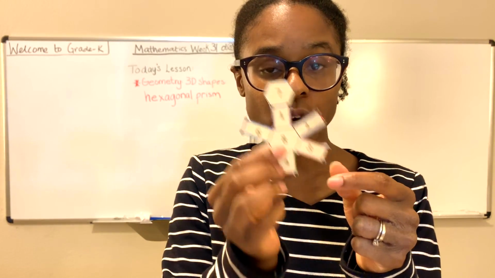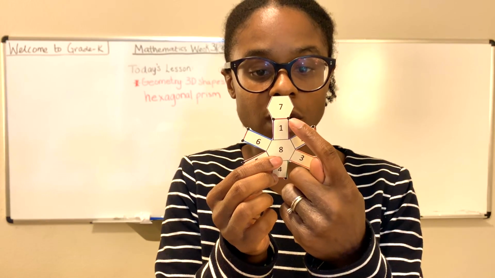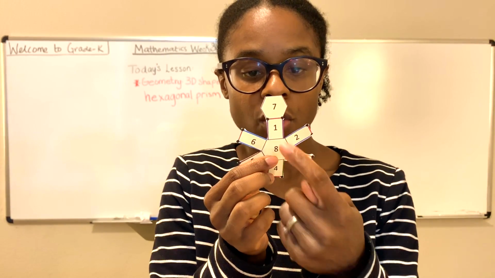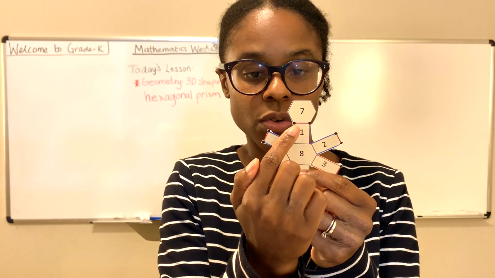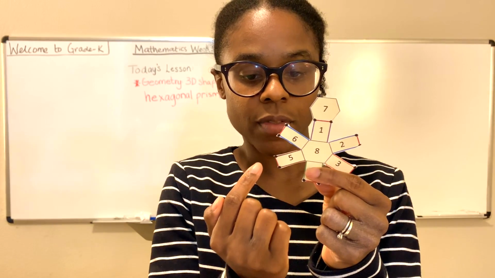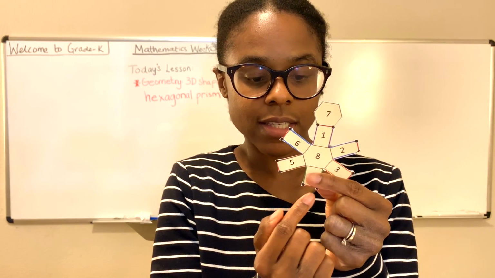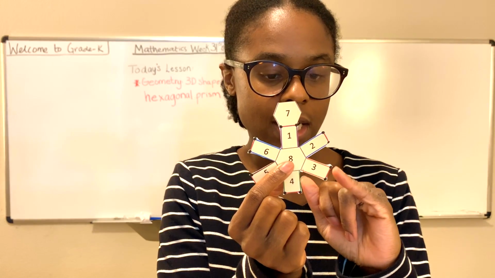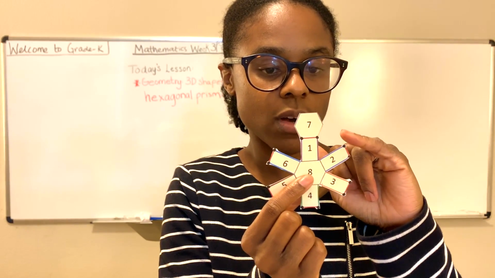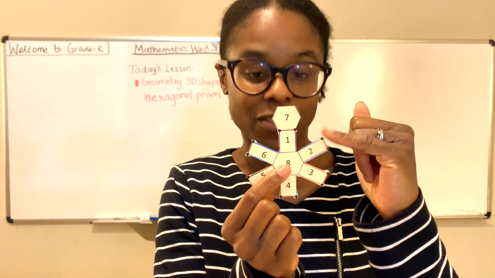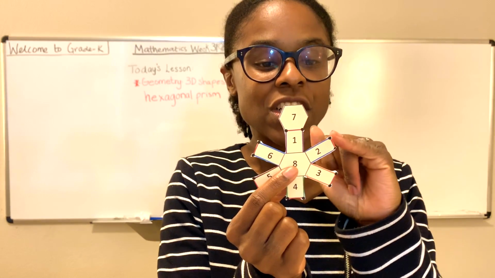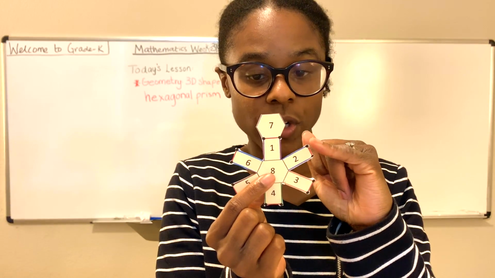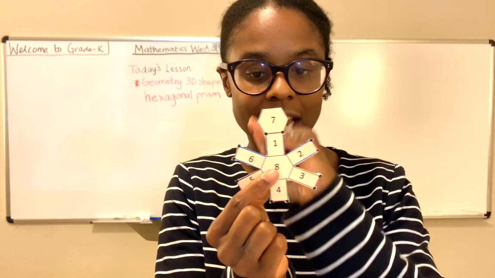Let's see if we can count the corners even using the net. We'll start here at the top of number 1. We have 1, 2, 3, 4, 5, 6, 7, 8, 9, 10, 11, 12. Okay, there we go. Start and finish that too. So it has 12 corners, 18 edges.